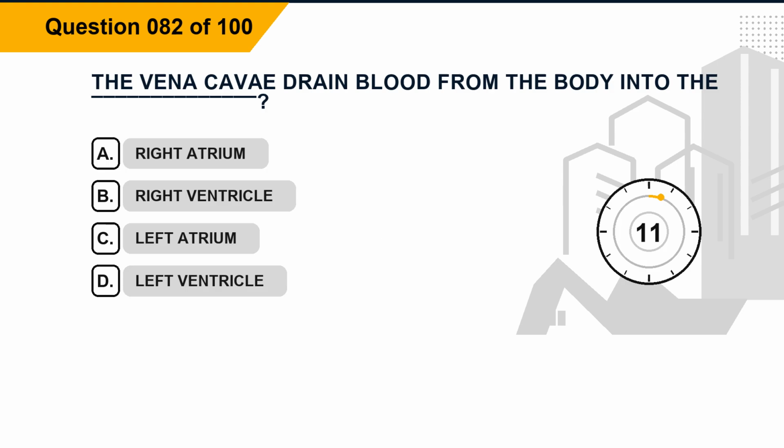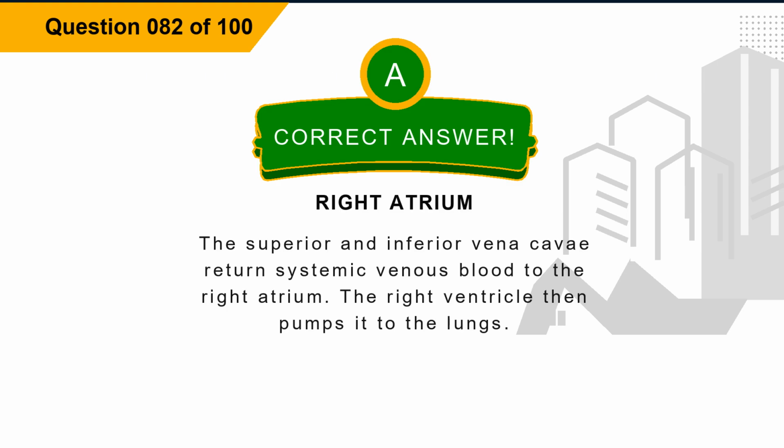Question 82. The vena cava drains blood from the body into the blank. Option A, right atrium. Option B, right ventricle. Option C, left atrium. Option D, left ventricle. The correct answer is option A, right atrium.